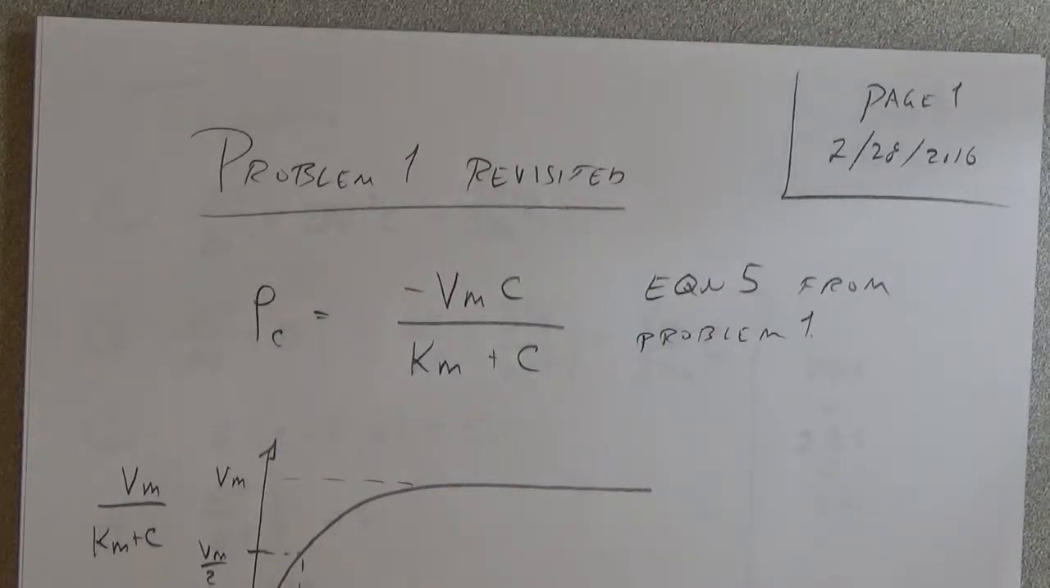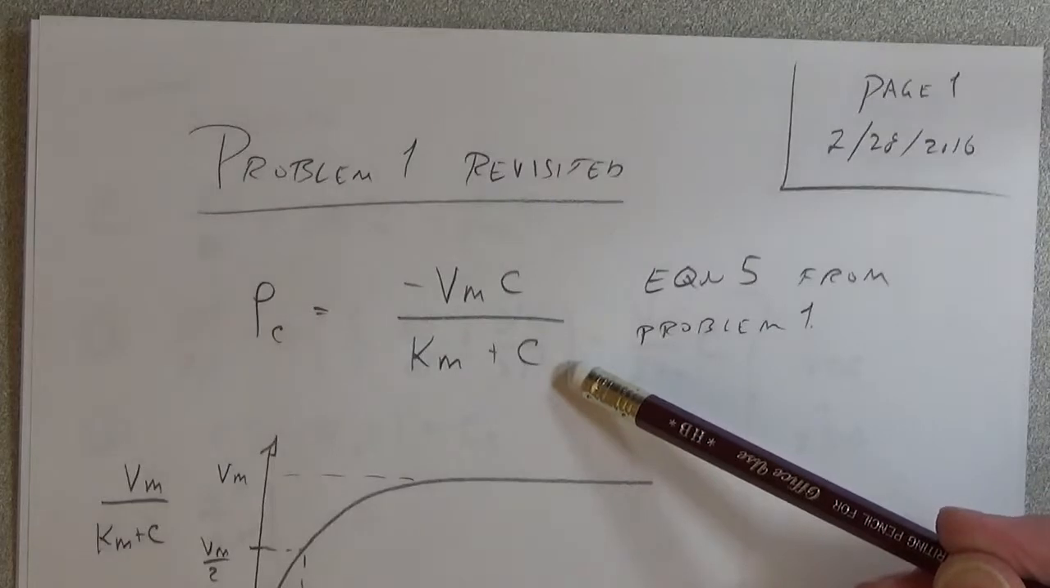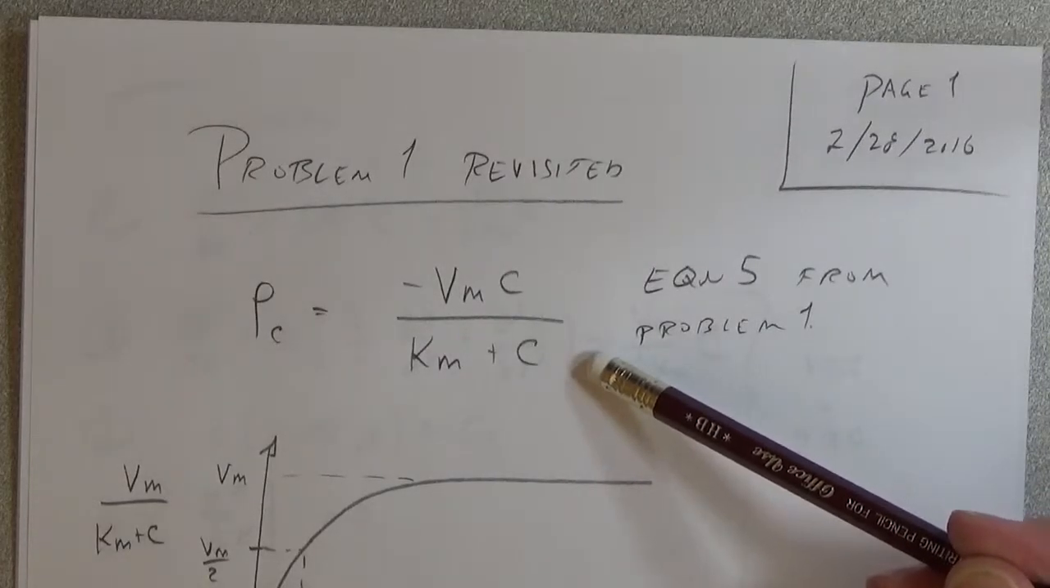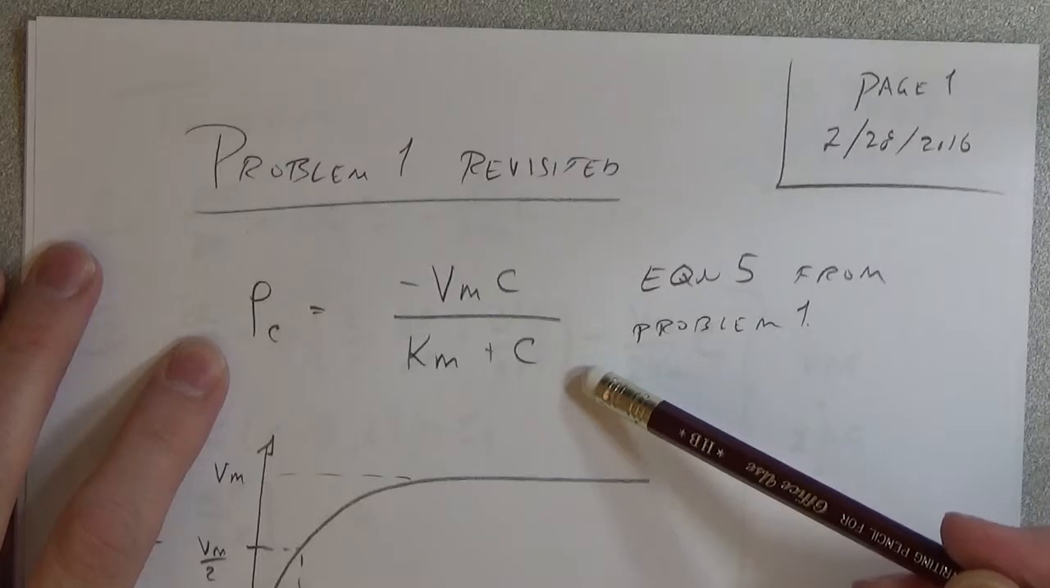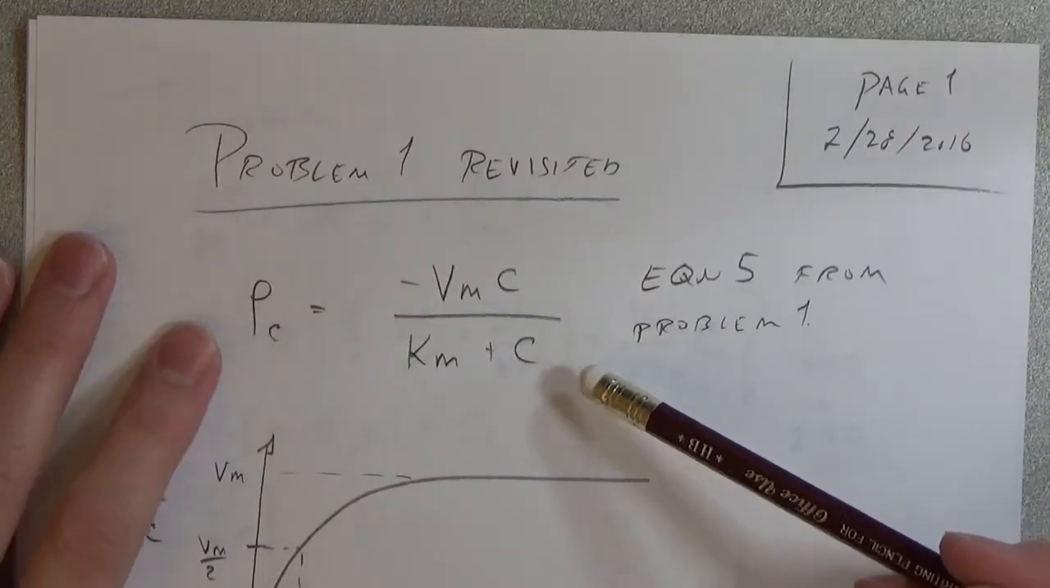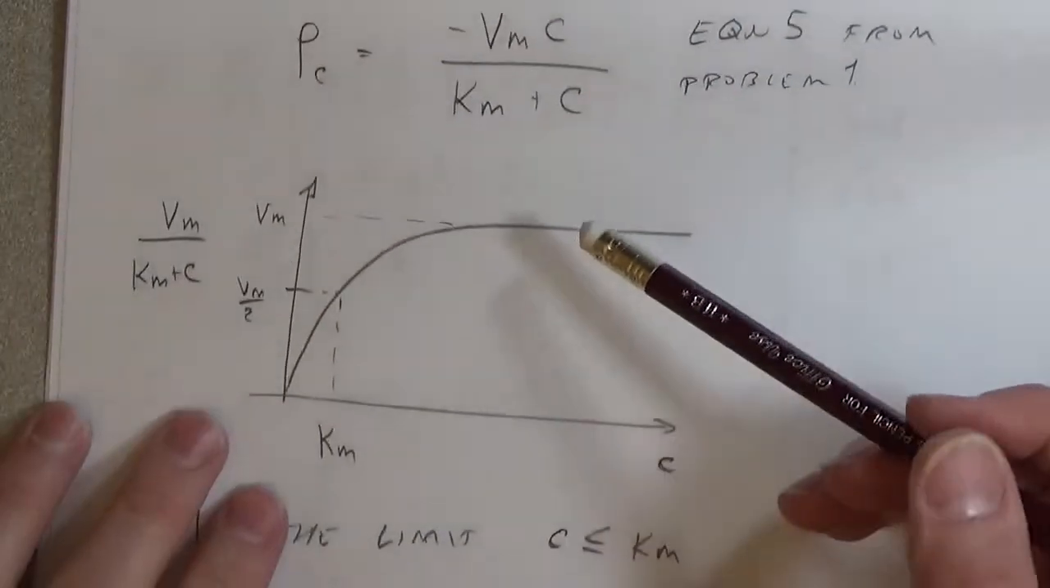So let's revisit problem 1. We had this nonlinear consumption term that we added to our differential equation, and this is the Michaelis-Menten expression for enzymatic reactions. The shape is like this.